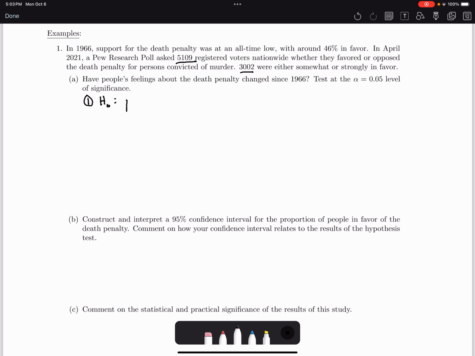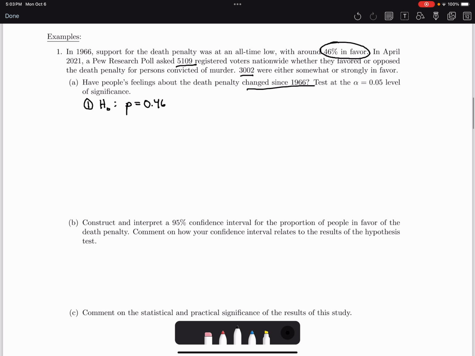All right, so the null hypothesis is that p equals something. Well, what we want to know is if people's feelings have changed since 1966, right? Well, how did people feel in 1966? Well, the first sentence says, in 1966, support was at an all-time low with 46% in favor. So in 1966, the proportion of people in favor, p, was equal to 0.46. And if people's feelings have not changed, then p would still be equal to 0.46 today, right? So that's our null hypothesis. The alternative hypothesis is that their feelings have changed, that p is no longer equal to 0.46, right? p does not equal 0.46.